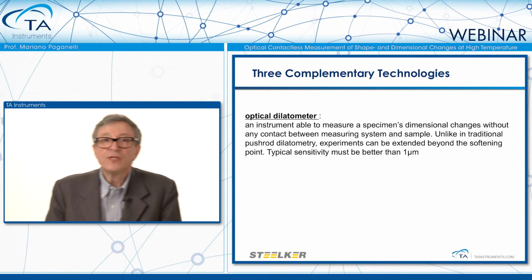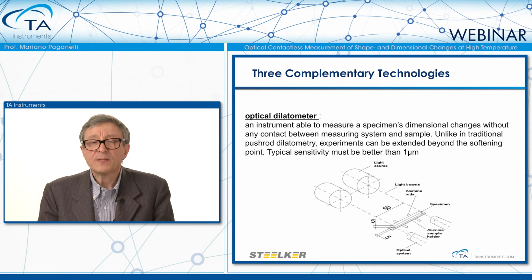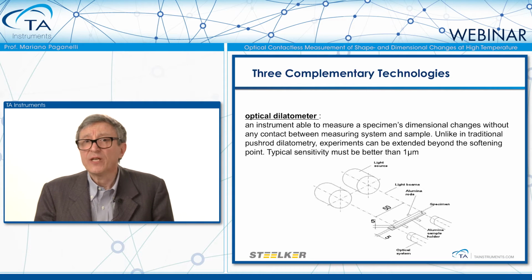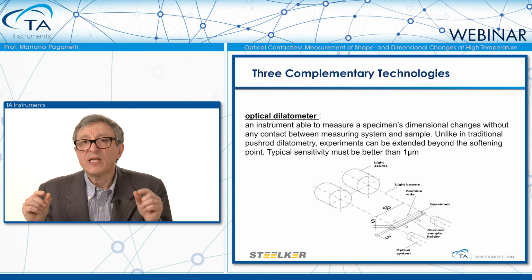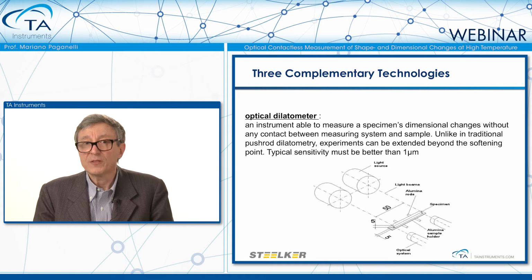The other technology is the optical dilatometer. The optical dilatometer makes use of two cameras at high magnification, which are spotting the two extreme parts of the specimen, only a few hundred microns of the two parts of the specimen.